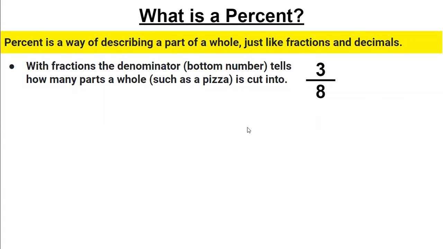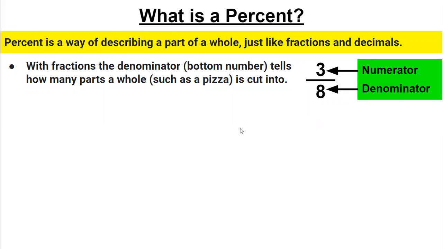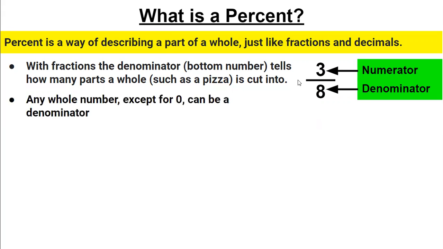So 3/8, what does that mean? Well, that means you have a pizza, you have a numerator and a denominator. Numerator is top number, denominator is bottom number. You have a pizza cut into 8 pieces, of which 3 of them are eaten. So that's what this is meaning. So you have a pizza cut into 8 pieces, or some object, and then you are eating 3 of the parts. Any whole number except for 0 can be a denominator. You can't have 0 on the bottom. It doesn't make sense. So 0 is undefined.